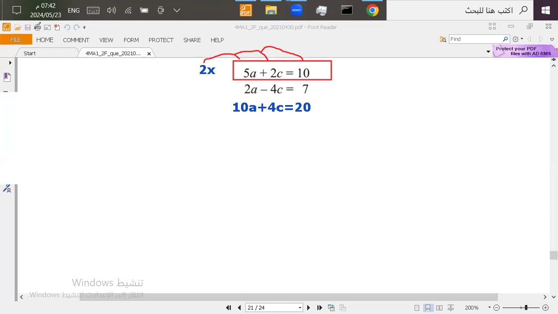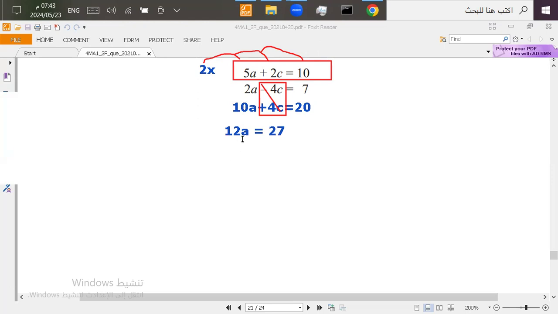Now we're going to start the elimination method because we already have two variables that have the same coefficients with different signs. It means we can eliminate these variables together like this. This is how the elimination method works. Now we eliminate this. Now we're going to add these. So 2a plus 10a would equal 12a. And then equal sign, 7 plus 20 is going to be 27.